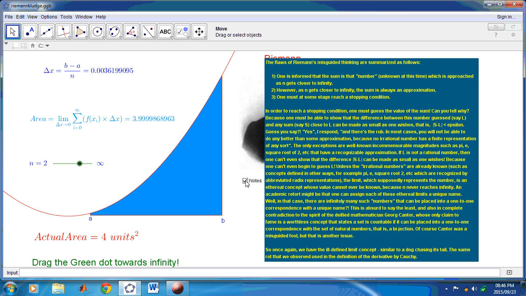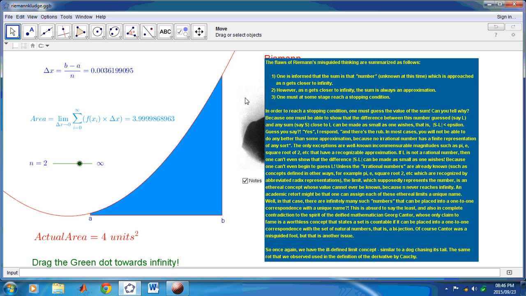So let's look at the notes quickly. These notes are the summary. One is informed that the sum is that number which is approached as n gets closer to infinity. And as n gets closer to infinity, the sum is always an approximation. So one must at some stage reach a stopping condition.